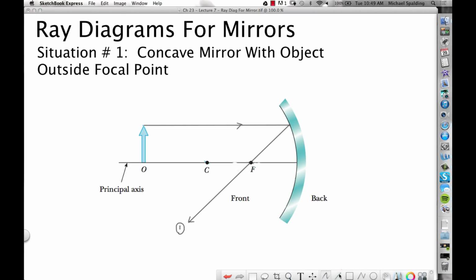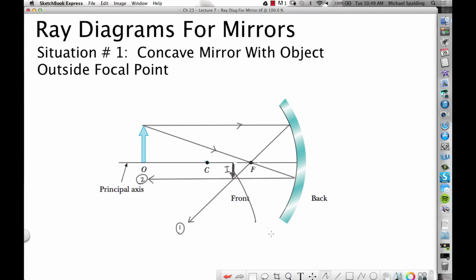Now, ray number 2 does the opposite. So start at the tip of the object here. Focal point. Bang to the mirror. Put an arrow on it. If they give this to you on the AP test, put arrows on your rays. So then it reflects off the mirror and goes parallel, like that. Okay, so that's ray number 2. We just found where the image will be. The image is going to be right there. So this arrow here represents our image.